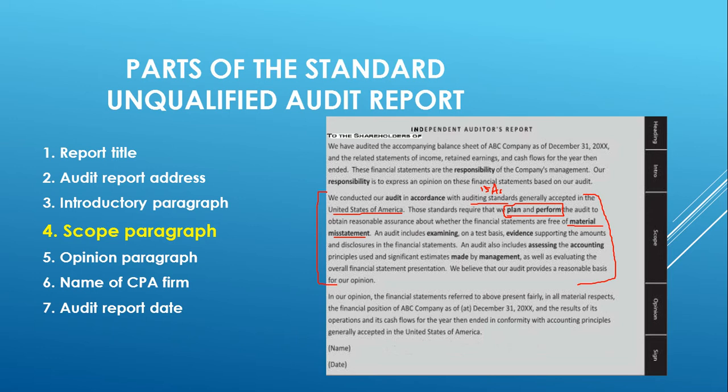That we don't have material errors or fraud or these things. An audit includes examining, and that's the meaning of test, and we have obtained evidence to support our opinion, and we make the important assessing. Finally, we can see the last statement in this paragraph: we believe that our audit provides a reasonable basis for our opinion.